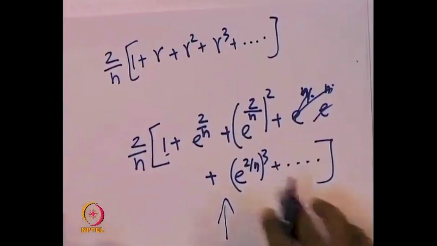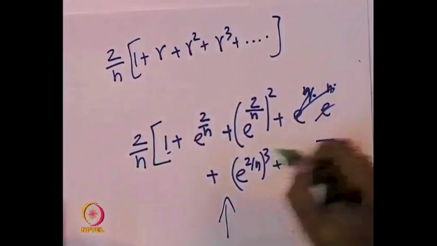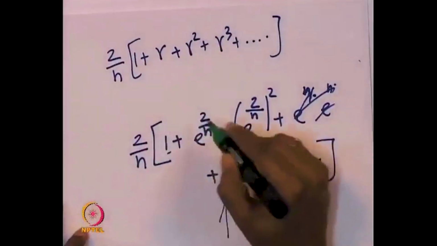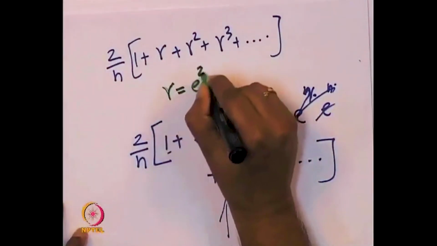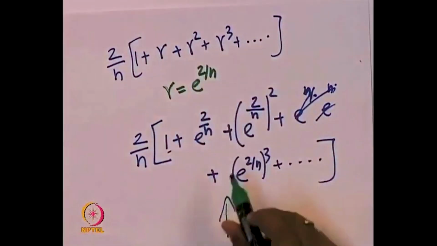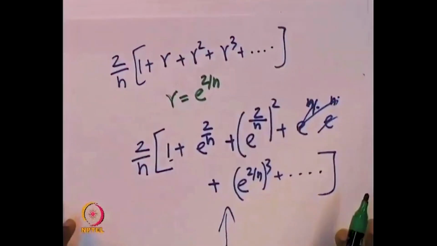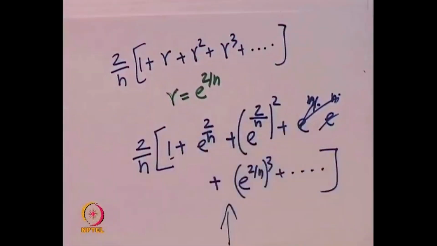So, this is a geometric series where r is nothing but e power 2 by n. If you do the sum of this geometric series, we should get e power x. We know how to do the sum of a geometric series; we learned it in school.